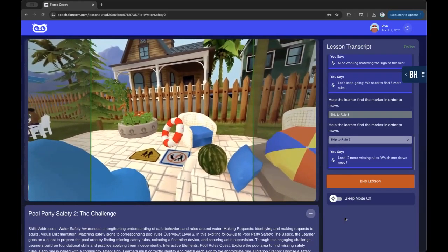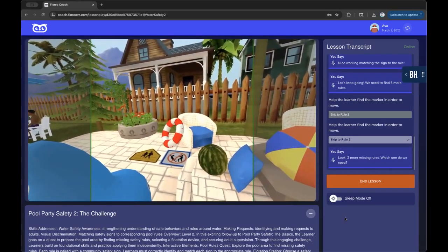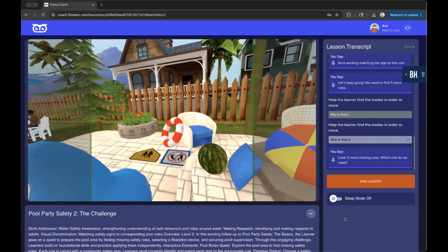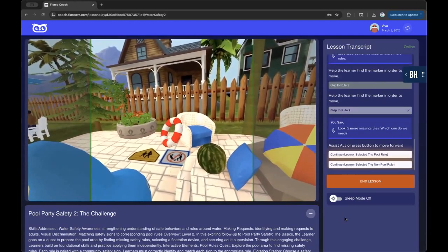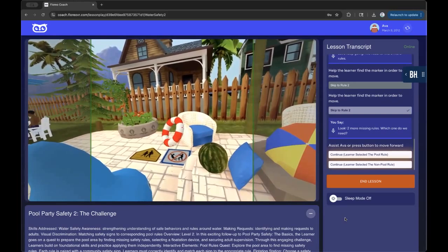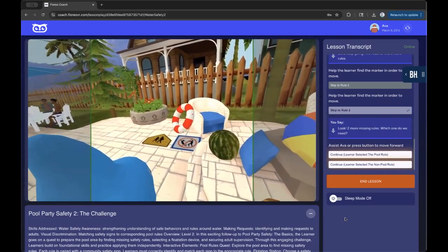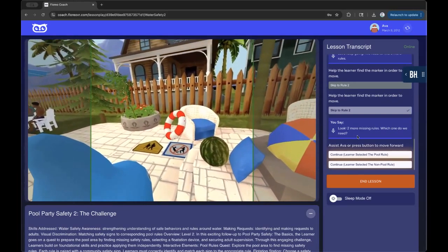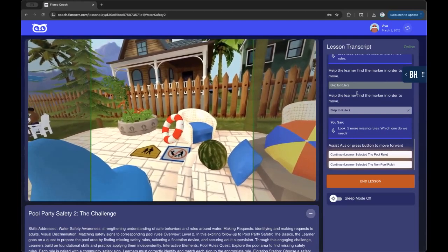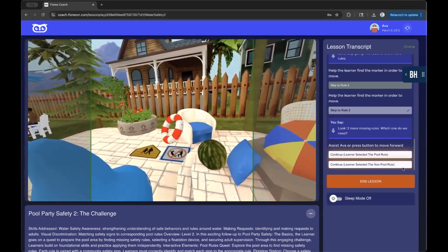So here you'll see we have one of our rules is for the pool, and the other is not. This is a sign that you'll see in your everyday life, but probably not best for the pool. And I want to call out something else that we're seeing on our transcript here on the right. This is another accessibility feature.